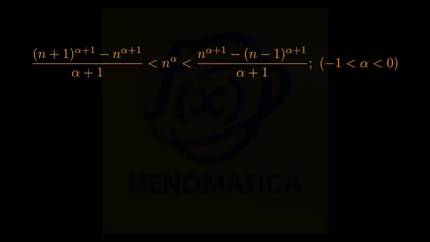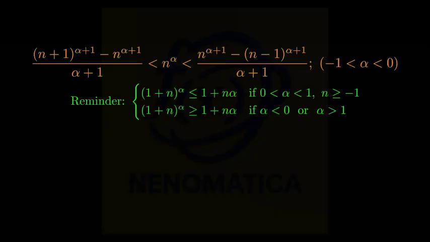Before we dive into the proof, let's recall 2 useful inequalities that will help us. For 0 less than alpha less than 1 and n greater than or equal to negative 1, we have that (1 plus n) raised to the power of alpha is less than or equal to 1 plus n times alpha. And for alpha less than 0 or alpha greater than 1, we have that (1 plus n) raised to the power of alpha is greater than or equal to 1 plus n times alpha. Let's start our proof.